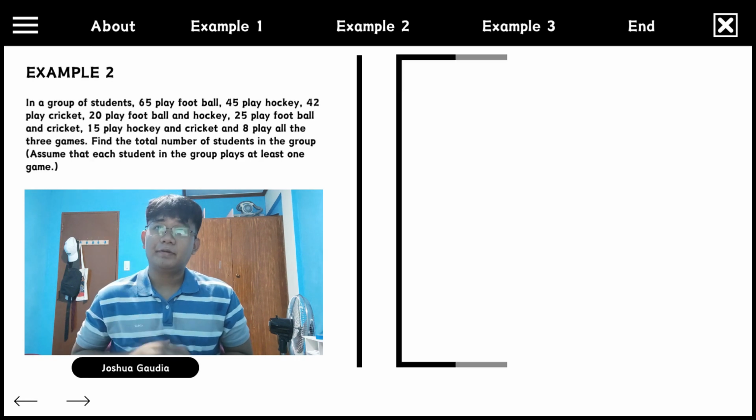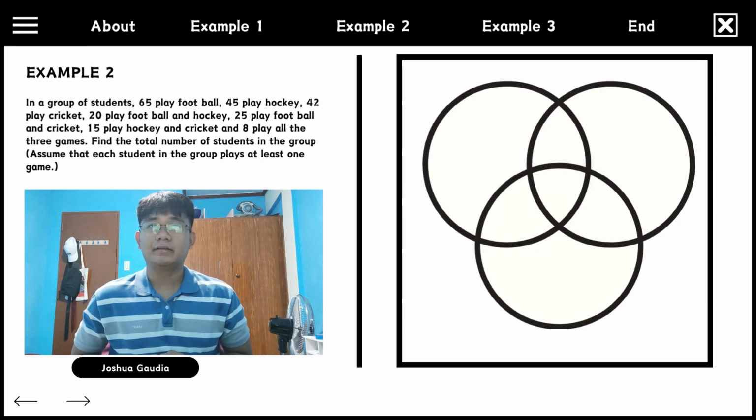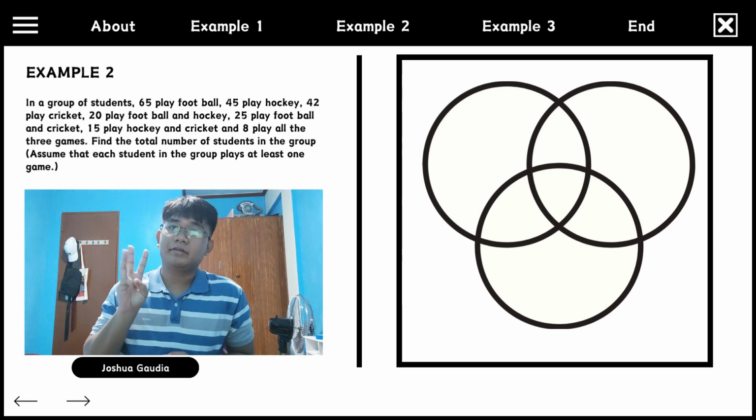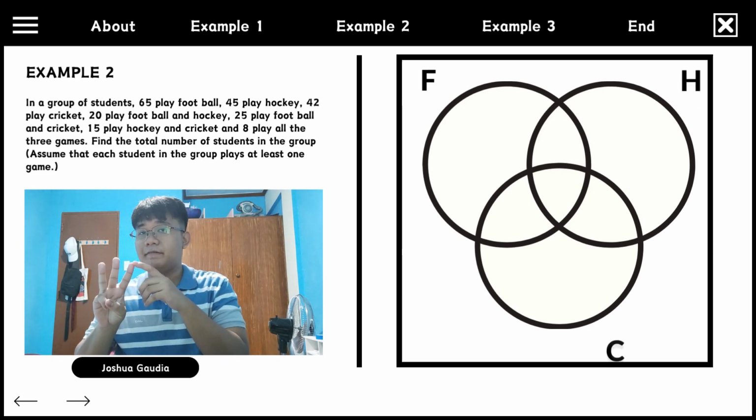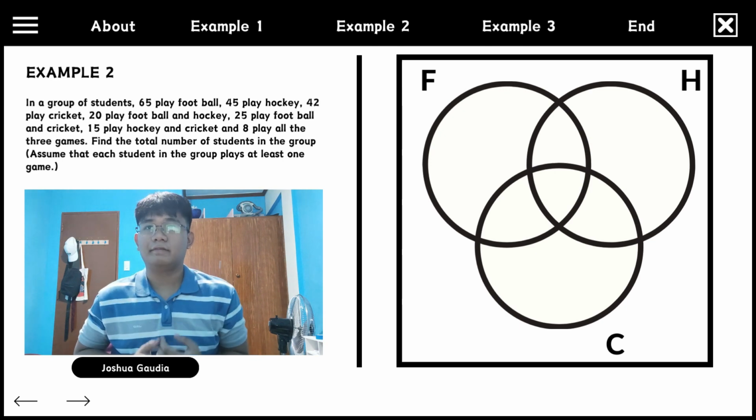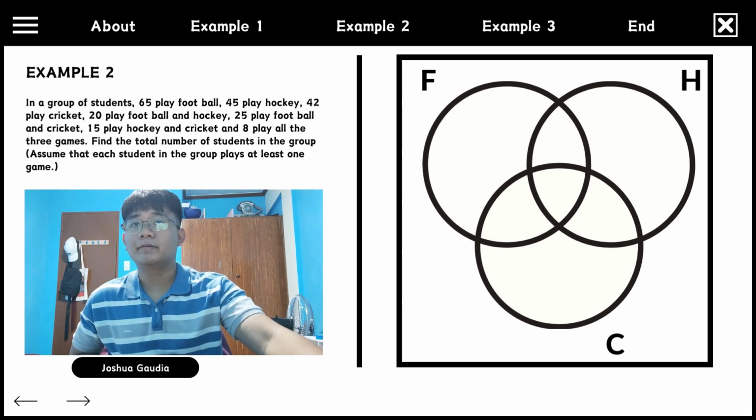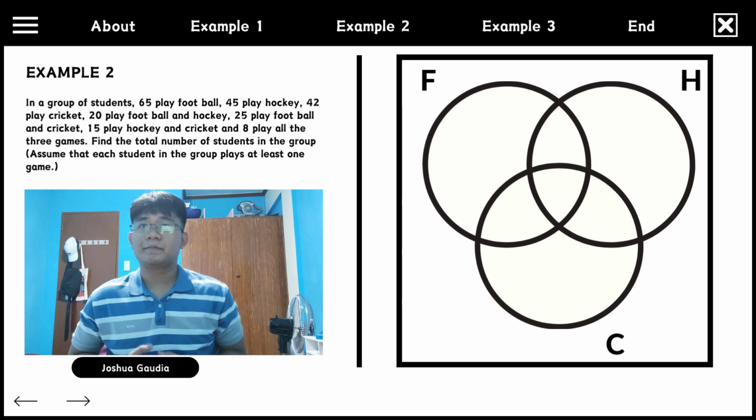So for the first step, we need to construct the 3-circle Venn diagram, each representing 1 game: football, hockey, and cricket, and then we label them as F, H, and C respectively. And then we input the information given to us. We start from the center, so we know that 8 students play all of the 3 games. So we could put that in the middle where all of the 3 circles overlap.